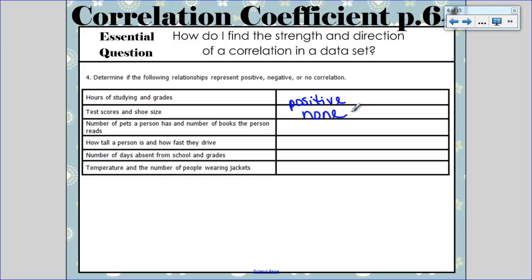The number of pets a person has and the number of books the person reads. I don't think those two things have anything to do with each other either. You can have a whole lot of pets and still read a whole lot of books, or you can read a lot of books and not have any pets at all. So I don't think these are related either. How tall a person is and how fast they drive.